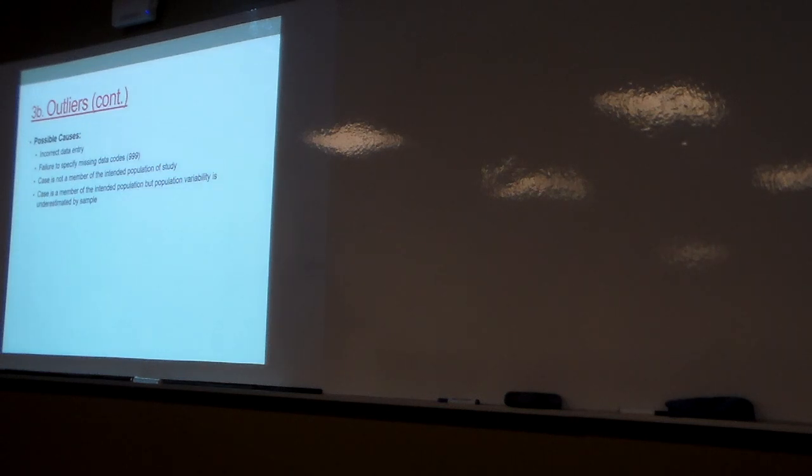I might say, yikes, this is not someone who is actually among the population I'm interested in. I'm going to go through and kick that person out, right? Or what we see is our case is an intended member of the intended population, but my population variability is underestimated by the sample. Right? So let's say that I'm interested in, again, we talked about this last time, right?